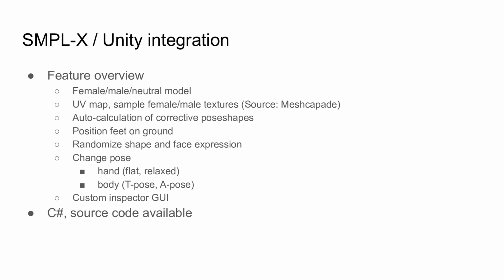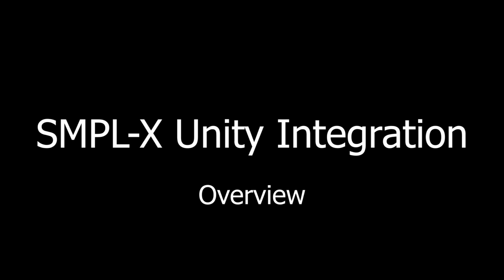We provide options to change the pose. The hand can be changed between flat and relaxed pose. The body can be changed between T-pose and A-pose. A custom Unity Inspector graphical user interface exposes all this functionality so that you can use that without writing any code. All the code is in regular Unity C#, and we provide the source code if you want to modify it to your needs. Let's start up Unity and the SMPLX project to explore the features.